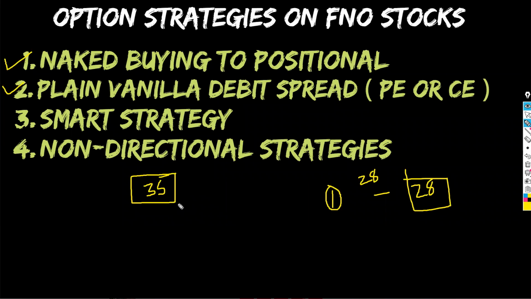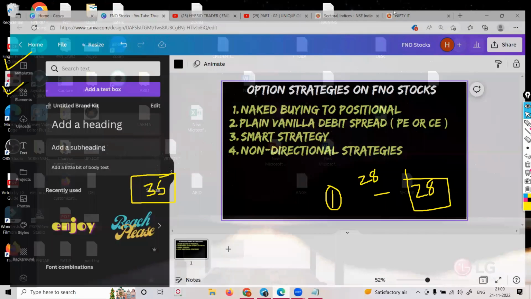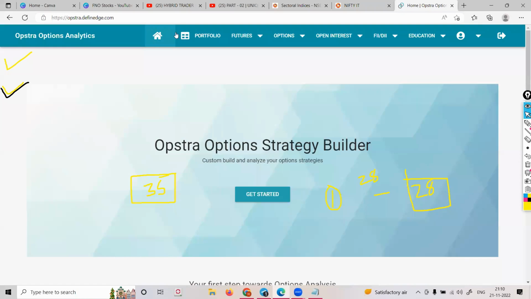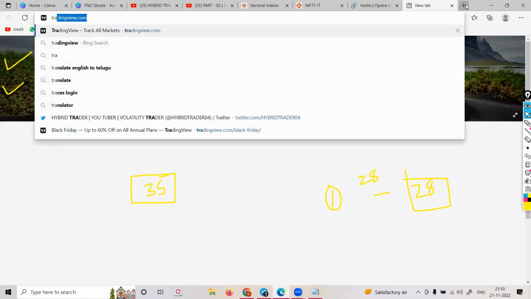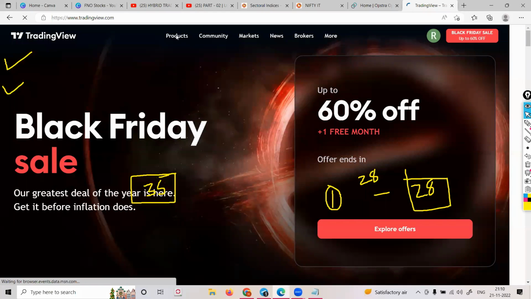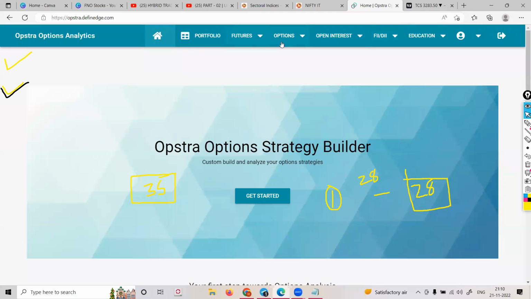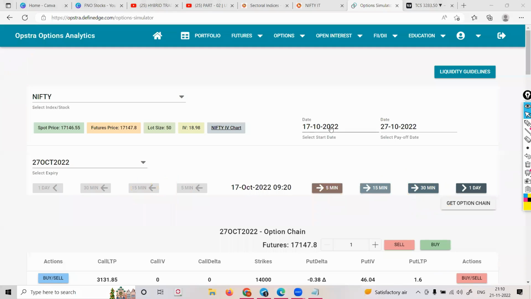Rather than me telling, let me take you to Opstra. Before that, let me take you to TradingView. Did I close all the windows? My bad. Okay, TradingView, charts. First I'll not show you the chart. I'll take you to the simulator. I'll take 2 to 3 examples.